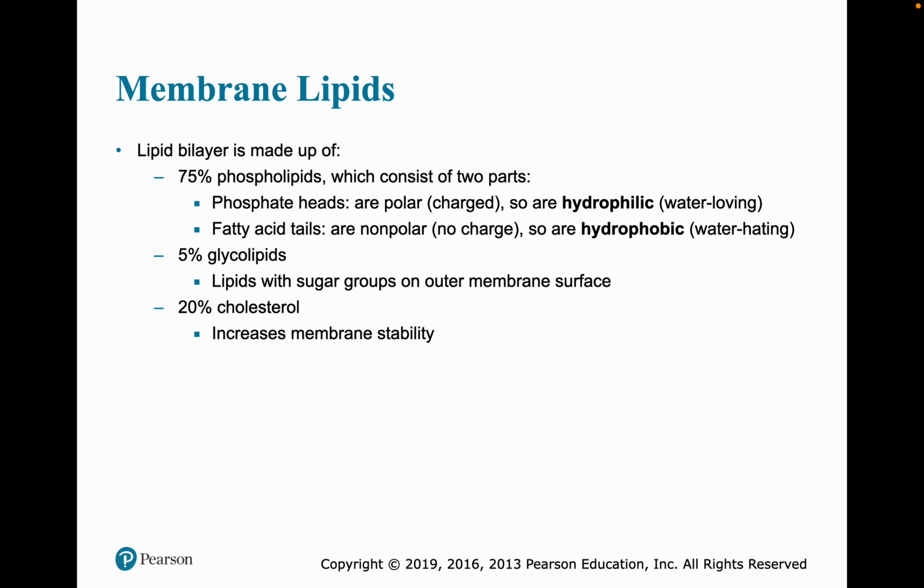Another 5% of that membrane lipid is glycolipids, and those are lipids with a sugar attached to the outside surface, so that would contribute to the glycocalyx. And then in the membrane, there is about 20% cholesterol, which increases the membrane stability, so it makes it a better membrane. It also makes it a more fluid membrane, so that those phospholipids and the things in them can move around more freely in our membrane, or fluid mosaic model of the membrane.